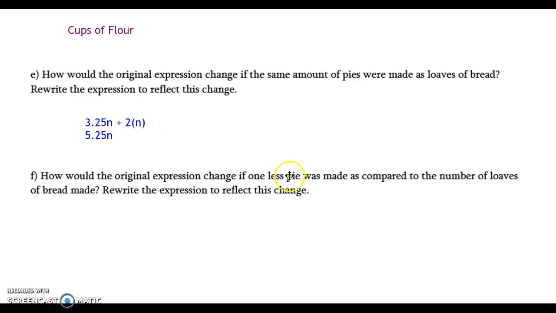How did the original expression change if one less pie was made? Rewrite the expression to reflect the change. If we need one less pie, we're doing n minus 1, which would look like this.